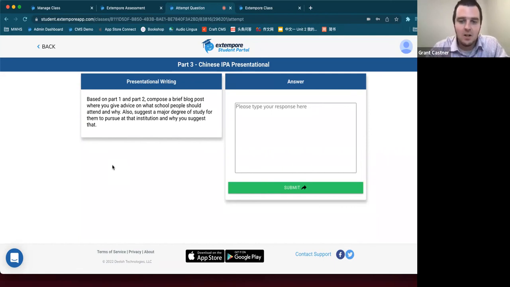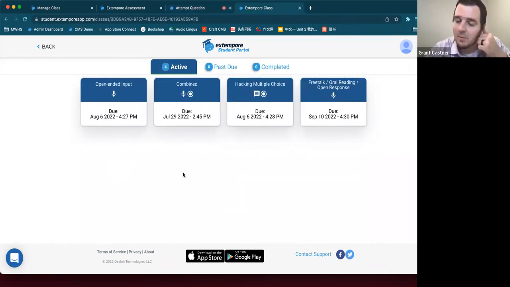So the idea is that the first one you saw was interpretive, the written response, and then the interpersonal where you can talk to one another. I showed the simulated conversations over AP, so they're oral responses. Then combining this creates one IPA, an integrated performance assessment, on Extempore. Before we take questions, I wanted to showcase a few other ways that you can use the platform.